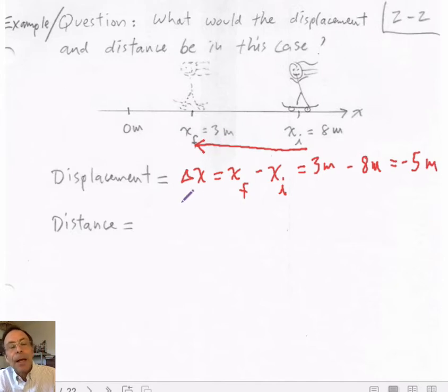Now the distance is the absolute value of my negative 5 meters. And so clearly that's going to be 5 meters.